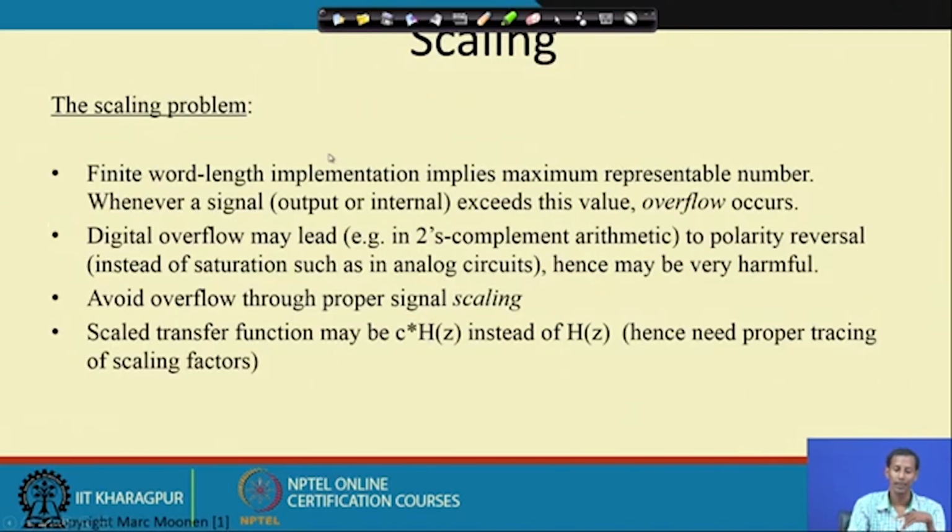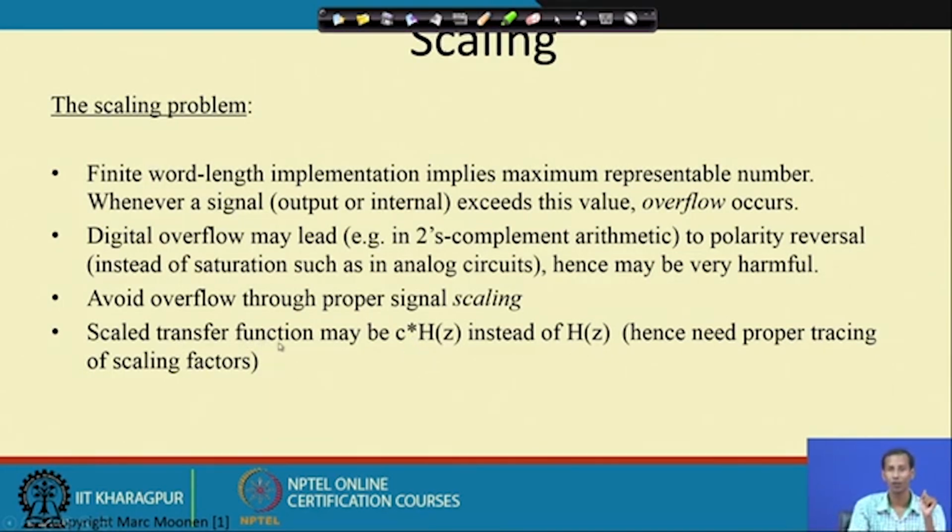Okay, another point is scaling. So, what is scaling? Scaling is needed for finite word length implementation, which implies maximum representable numbers. Whenever a signal exceeds this value, overflow occurs. Digital overflow may lead to polarity reversal, hence it may be very harmful to the circuit or hardware design. Avoid overflow through proper signal scaling. The scaled transfer function may be C multiplied with H(z) instead of H(z), where H(z) is the corresponding transfer function.